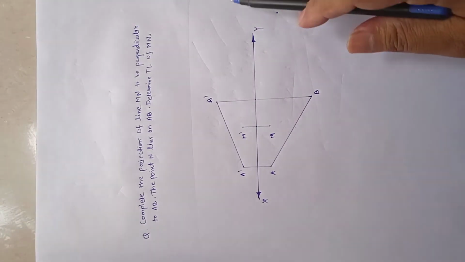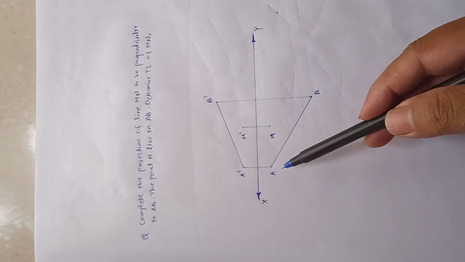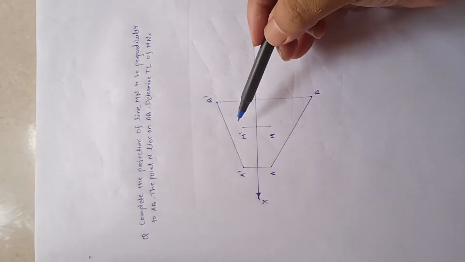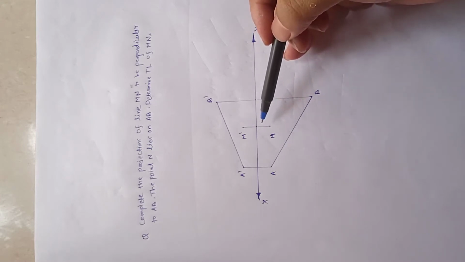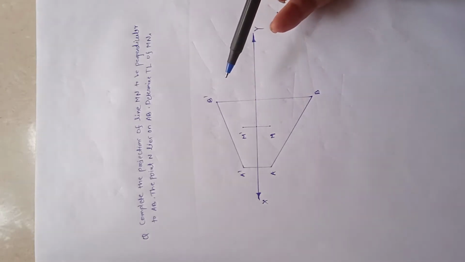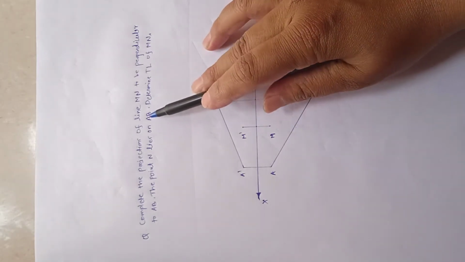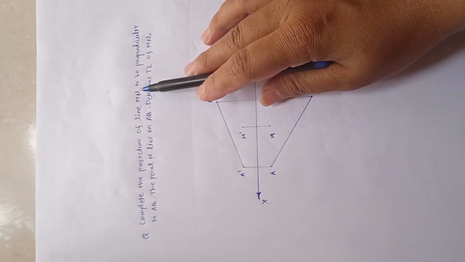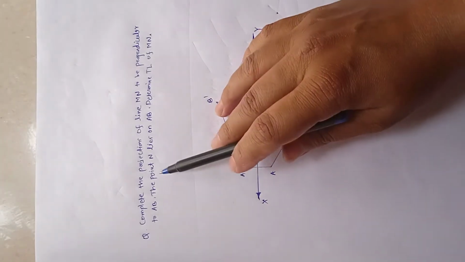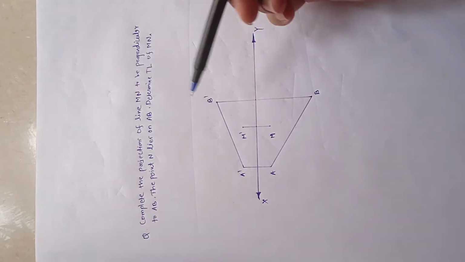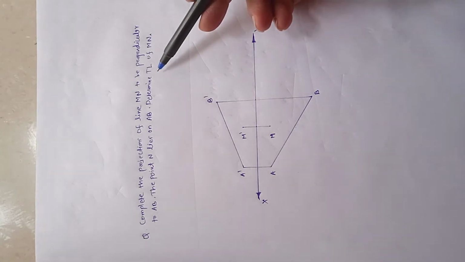this is the XY line. Now the front view of line AB is given, A dash B dash, and its top view is given, AB. The front view and top view of point M is given only. The front view and top view of point N is not given, that we have to complete. So what is asked? Complete the projections of line MN to be perpendicular to AB. So line MN is perpendicular to line AB and the point N lies on AB. N point is on AB, and we have to find the true length of MN also.